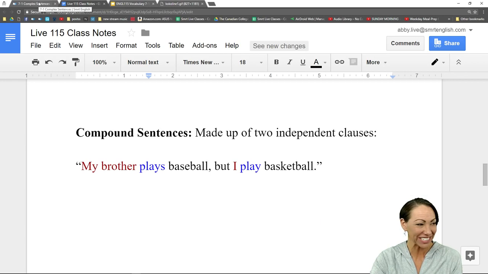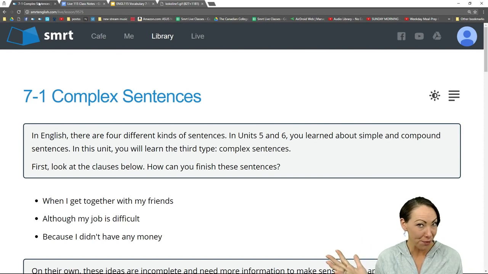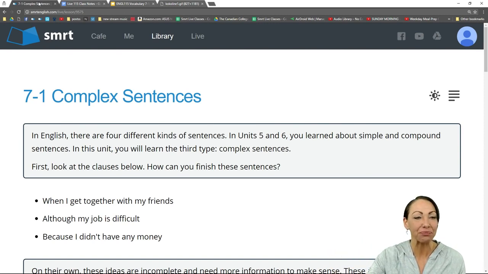So jumping back over to the lesson. All right, I want to check to make sure, okay, we are good with the comments and questions. So here we go, complex sentences.